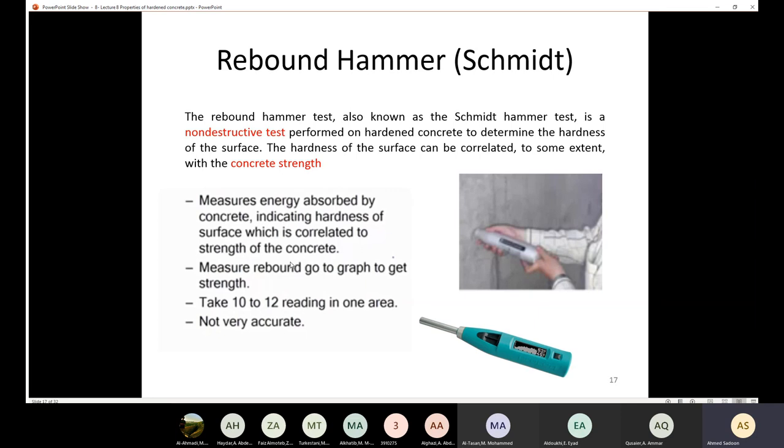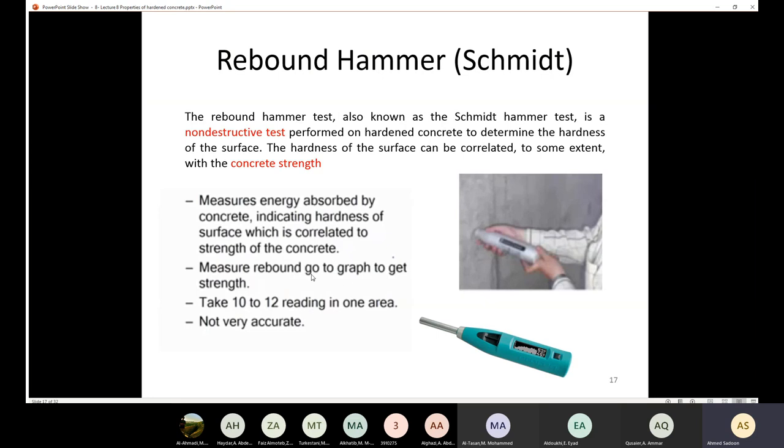Then we measure the rebound. We subject this device to the concrete. Then this block here is going to rebound inside the device, and we are going to measure the rebound. It depends on how much the device rebounds; I'm going to have the reading here in the device.